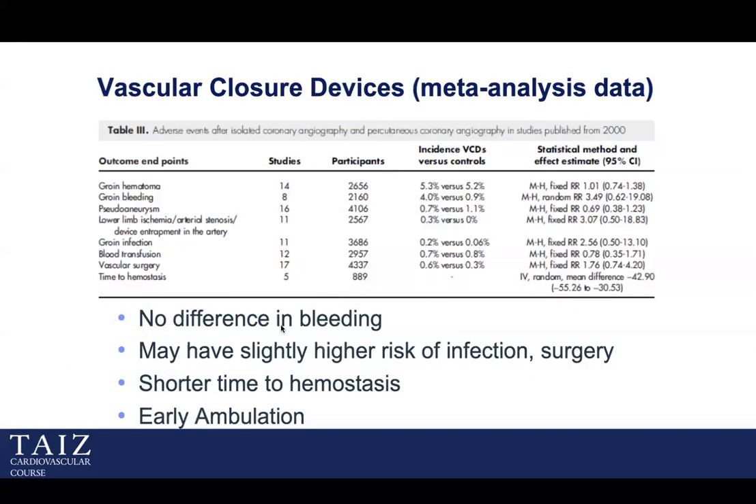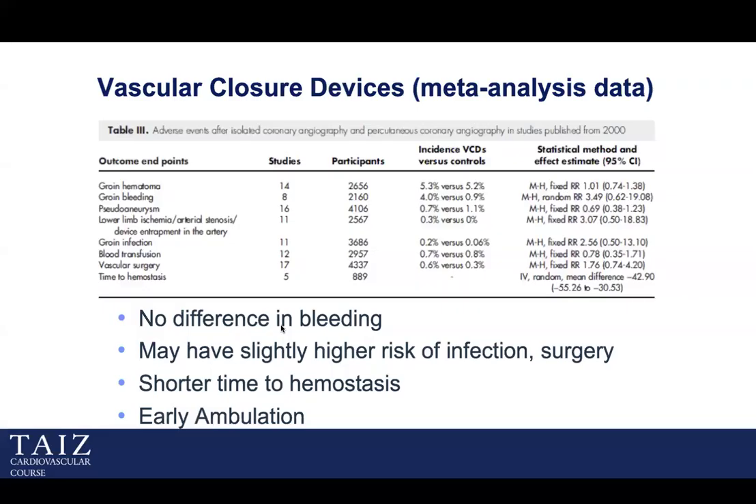Closure devices in meta-analyses, and these are old data from at least 10 years ago, did not show a difference in bleeding. They actually showed a higher risk of infection and surgery, but patients move and ambulate sooner, and you get hemostasis quicker.